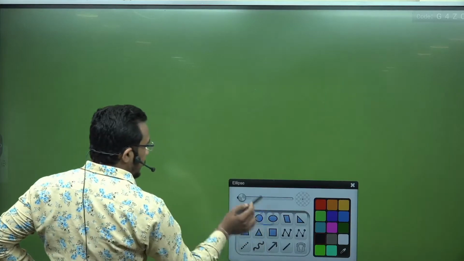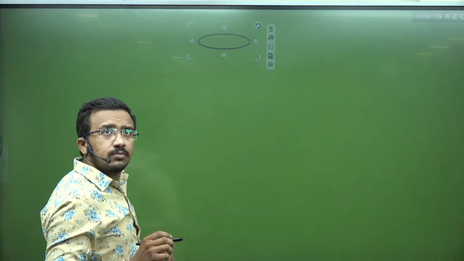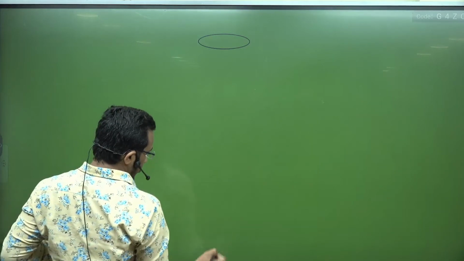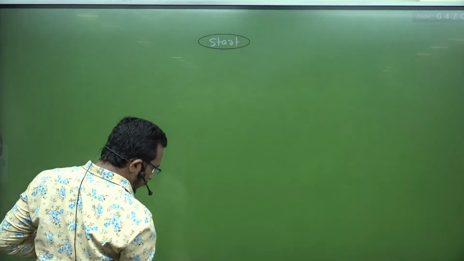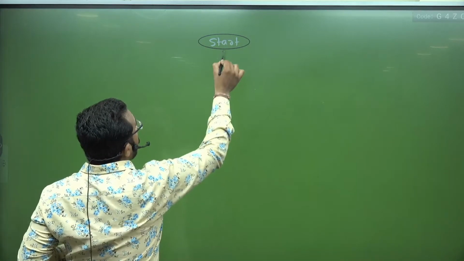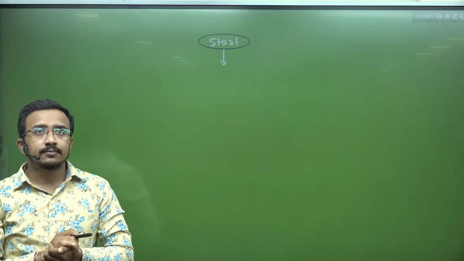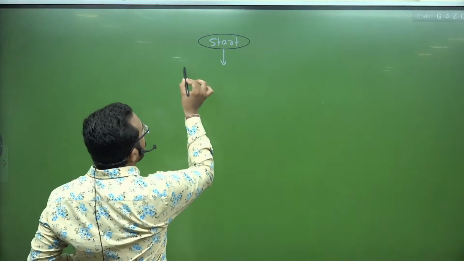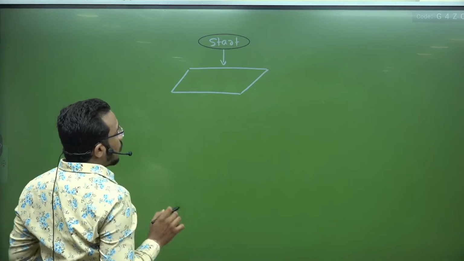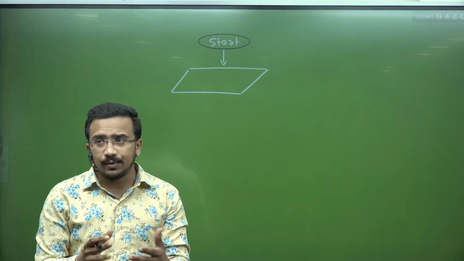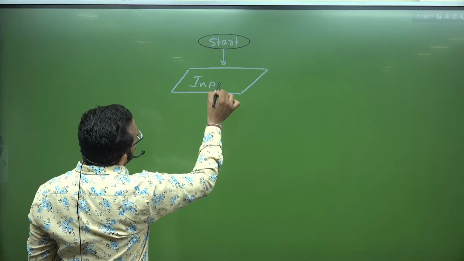To represent start, I can use this symbol. And then you have a parallelogram for the input. Start, then I have to go for input, right? To represent input, which symbol am I looking for? The parallelogram. Good. As per the input, I'm looking for add name. So what do I have to write here? Just write input here, just for understanding.